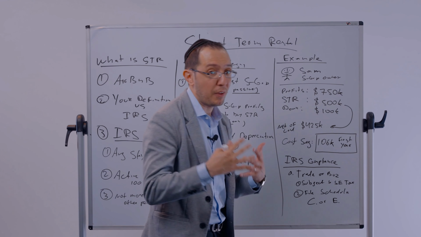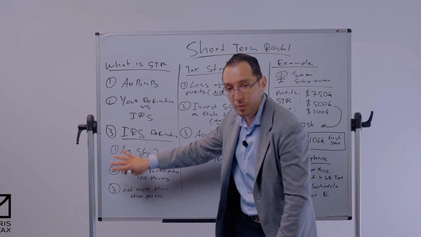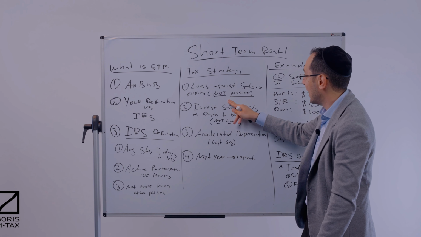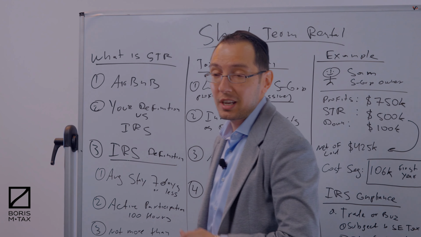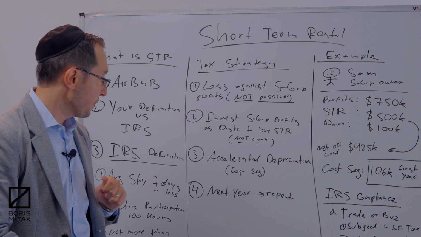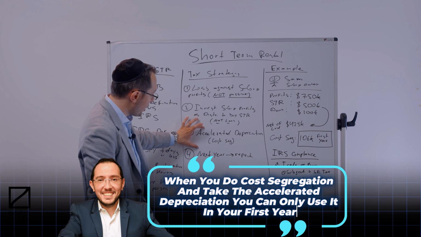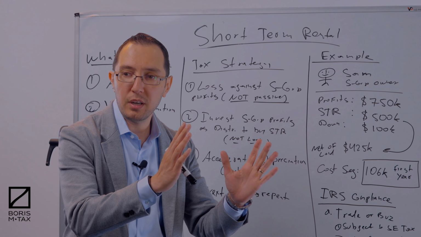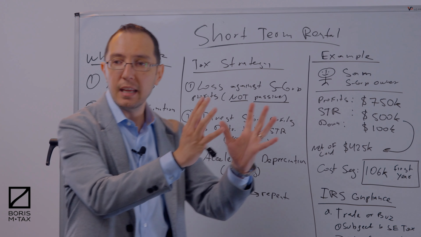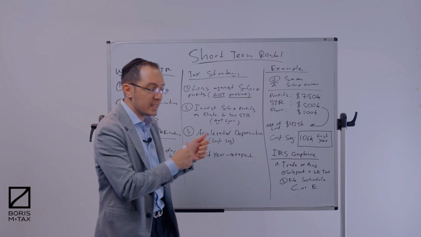And now that we've talked about how you can qualify under the IRS's definition of the short-term rental, that loss can be taken against your S-corporation profits. And that accelerated depreciation can help you every year. Now, when you do cost segregation and take the accelerated depreciation, you can only use it in your first year because all of that accelerated depreciation, so to speak, is taken in the first year. Next year, you will not have that same benefit from that same property.